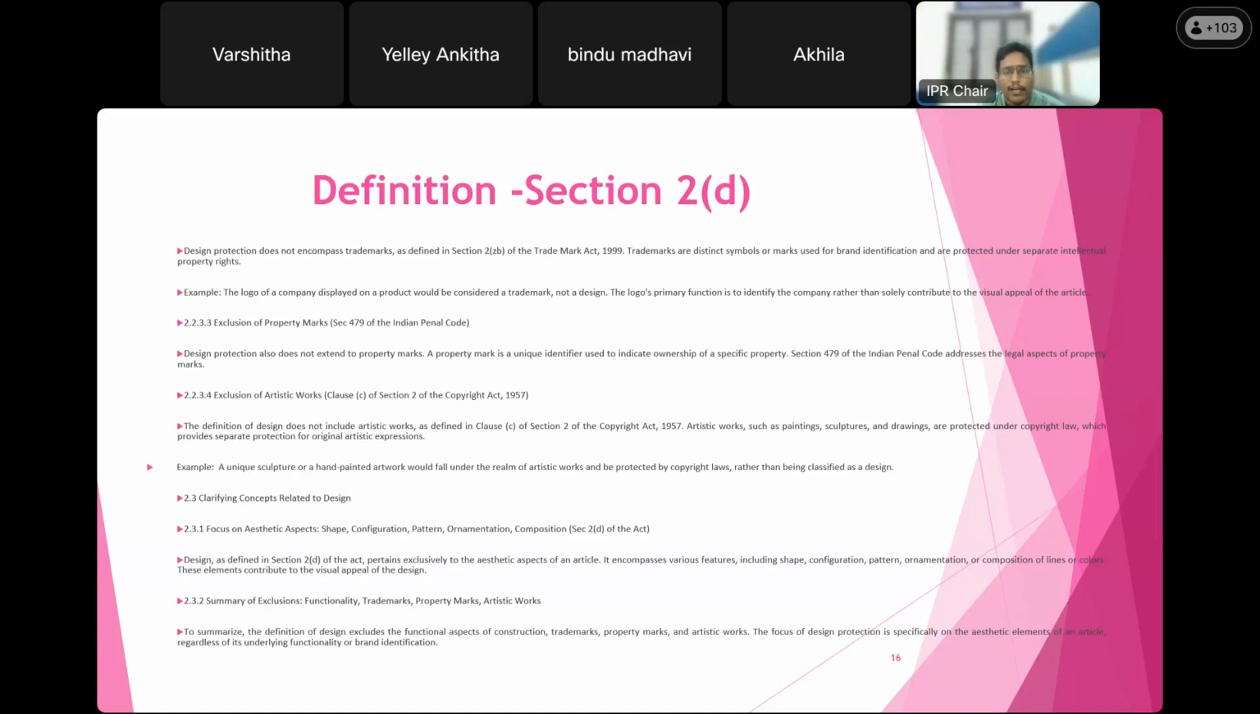And this is the second act. This is the Design Act. So whatever is designed, trademarks are not protected under design. Trademarks are distinct symbols or marks used for brand application.